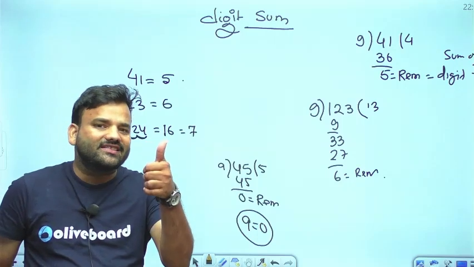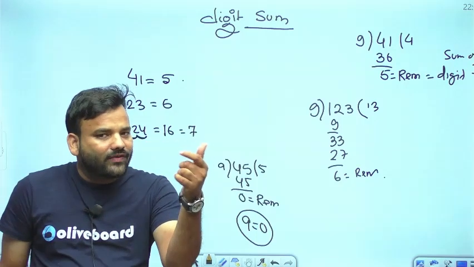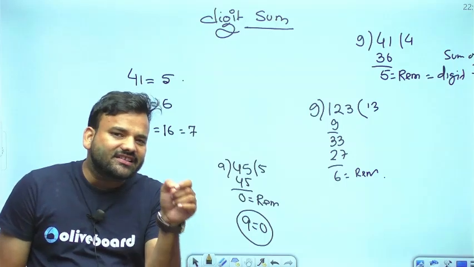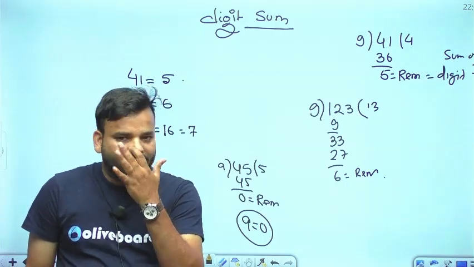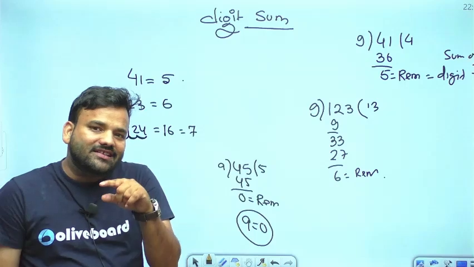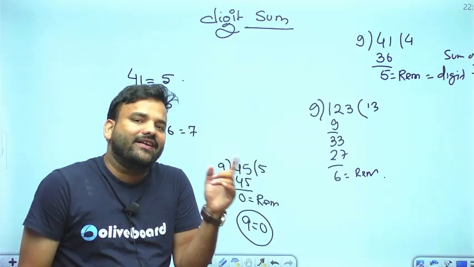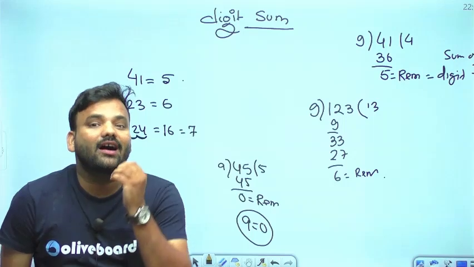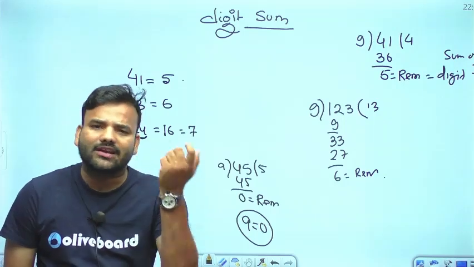This is important: 9 has a digit sum of 0. The digit sum of 1 is 1, 2 is 2, 3 is 3, 4 is 4, 5 is 5, 6 is 6, 7 is 7, 8 is 8, but the digit sum of 9 is 0. Clear? Why? Because the digit sum is the remainder obtained when divided by 9, and any multiple of 9 will always have a digit sum of 0, or remainder 0.